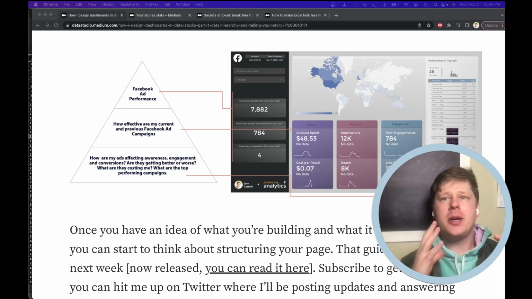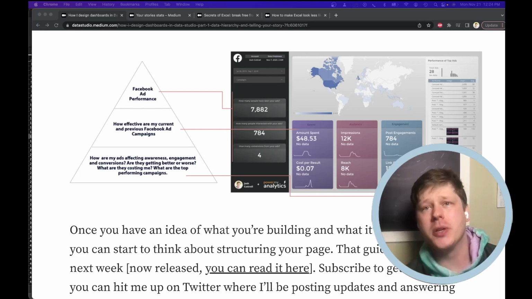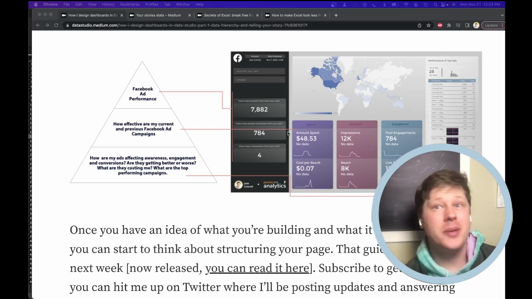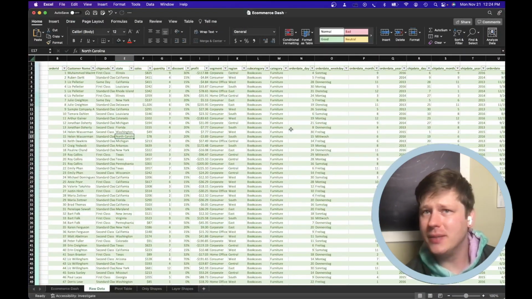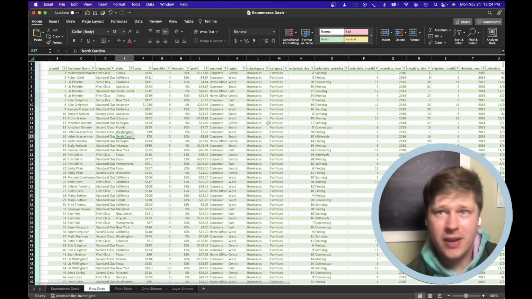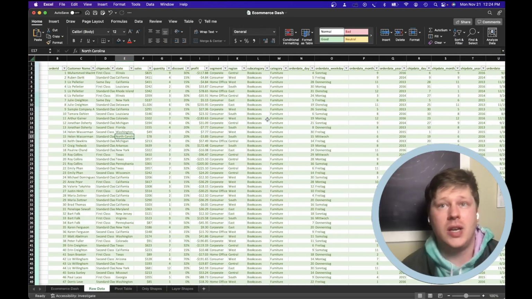Hey everyone, I want to talk about choosing the metrics or visualizations to actually put into your report or your dashboard. This is something a lot of people struggle with. You've got a big old table of data like this, you don't really know what to do with it. You know what's in there, you know what the dimensions and metrics are, but you're just not sure what to build with it and what kind of narrative to start building, what story you're trying to tell.